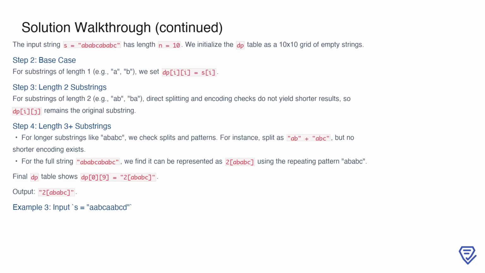Moving on to a new example with the input string aabcaabcd, we reinitialize n to 9 and create a new dp table of size 9×9, initialized with empty strings. As before, we start by processing substrings of length 1, where each character is its own encoding. For instance, dp[0][0] is a, dp[1][1] is a, and so on. This completes the initialization and setup for the new example.